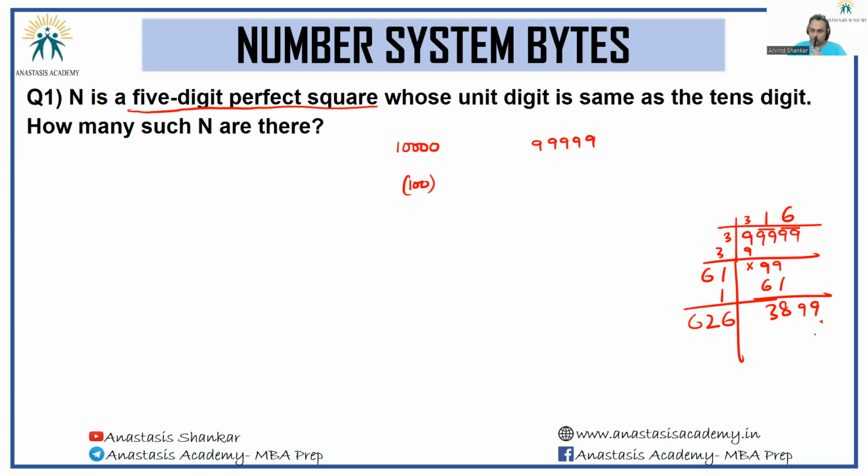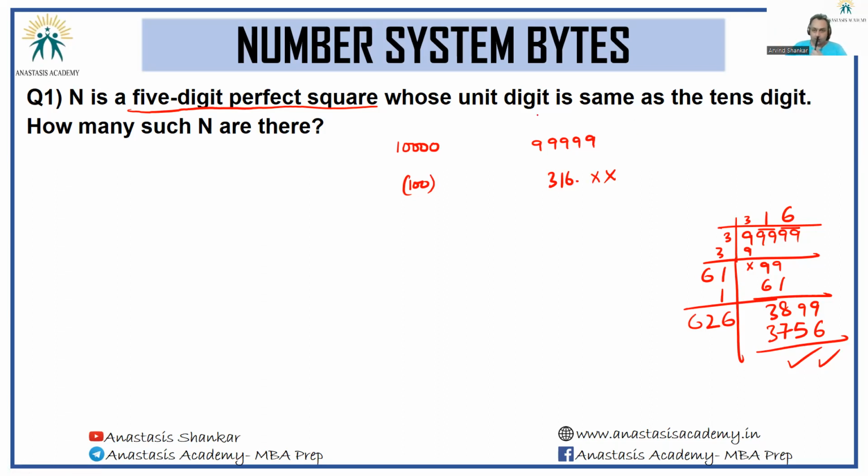Let me just be sure. 626: 6 into 6 gives me 36, 3 carried over, 5. And 1 carried over, so 3, 7, 5, 6. So yes, perfectly all right, not a problem. The square root of 10 times 10,000 is 316.xx. Not really a huge thing, but we can get there.